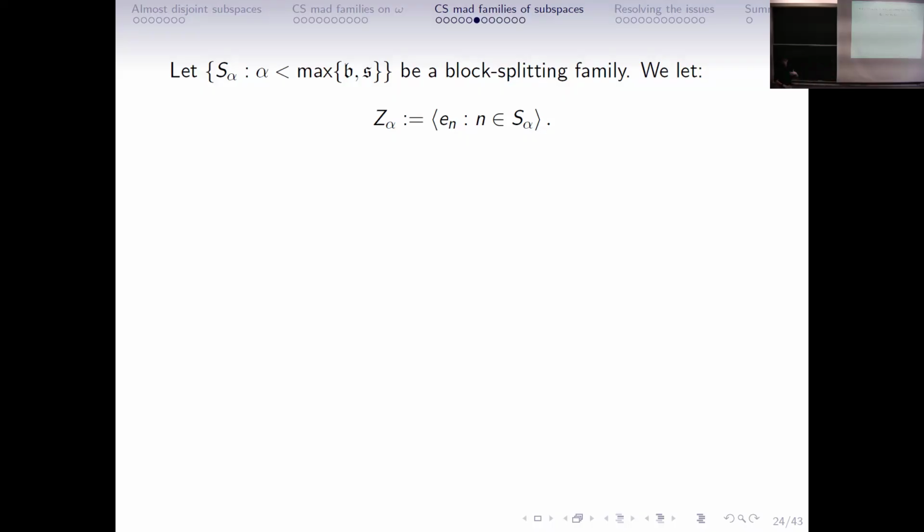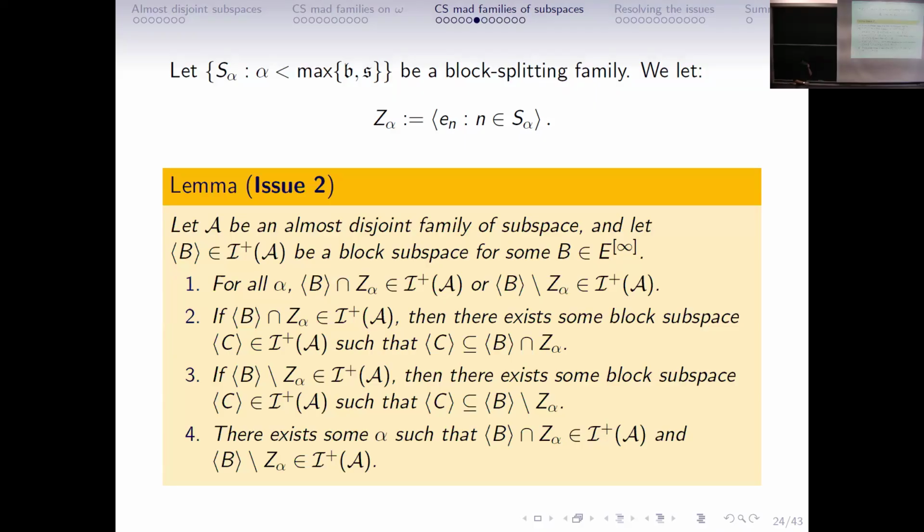And previously, we showed this lemma where for a block splitting family, there's always some member that splits a positive set into two disjoint positive sets. We have a similar lemma in the case of vector space. So that analog will be number 4. Number 4 is the analog where there is some alpha that splits some block subspace B into two positive sets.